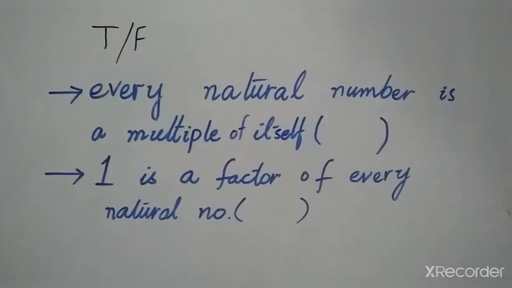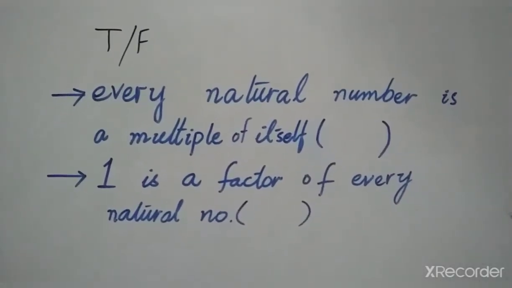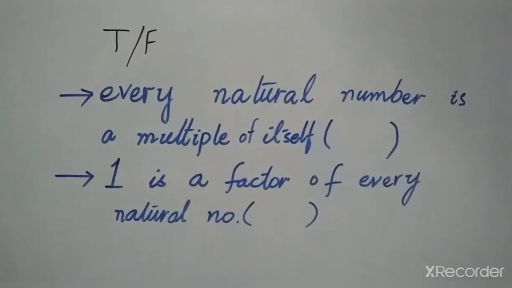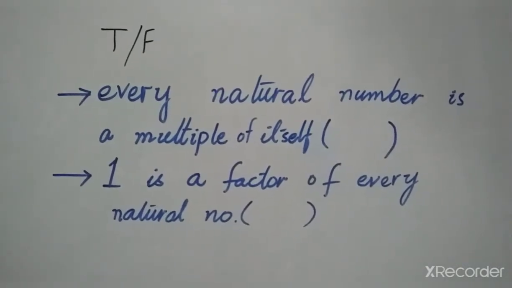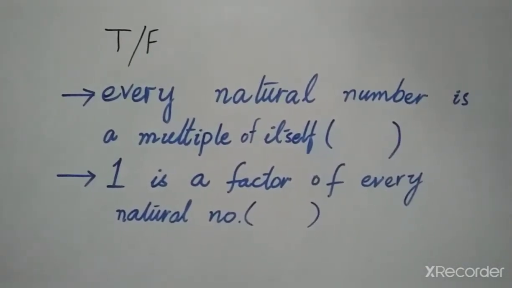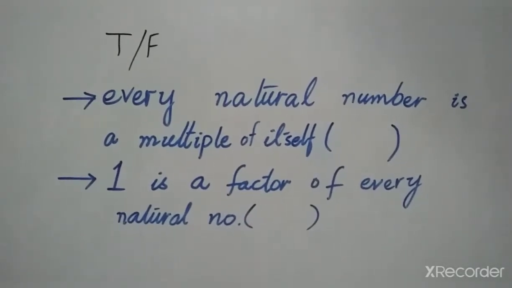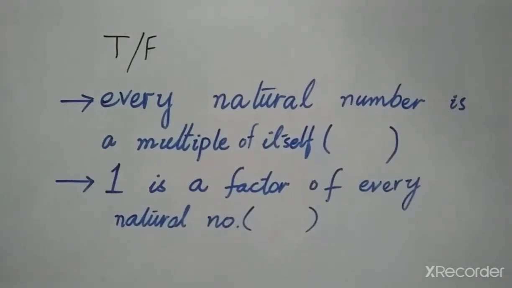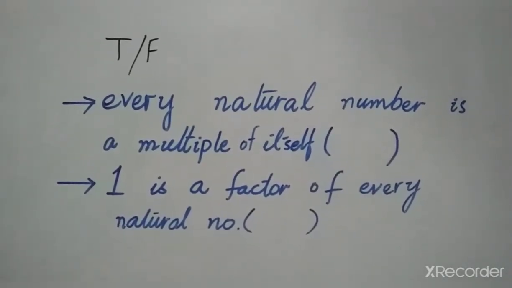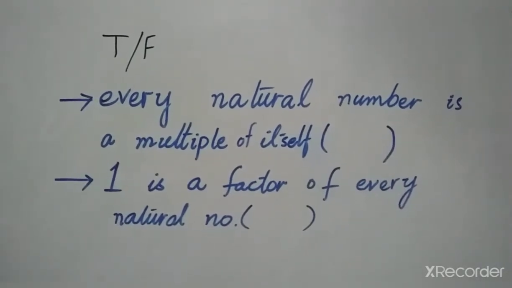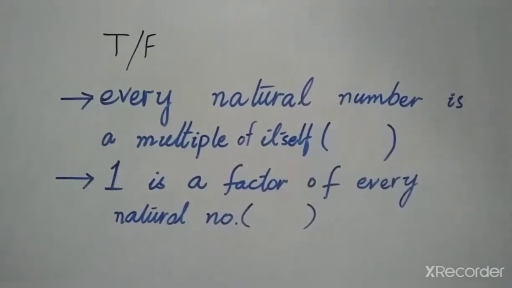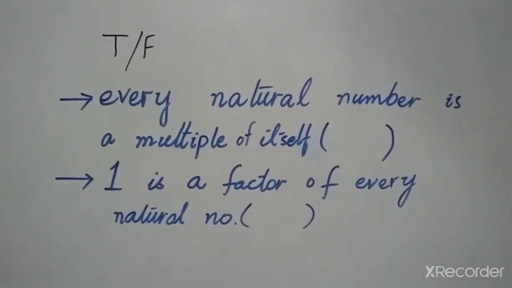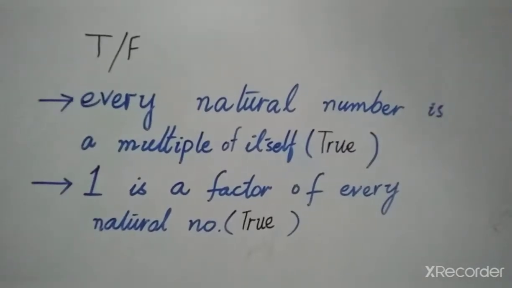Now students, after knowing what are factors, multiples and what are natural and whole numbers, you are now eligible to give the answers of these statements. First is, every natural number is a multiple of itself. Yes, let's solve this. Yes, it's true because every natural number multiplies itself first. Second is, 1 is a factor of every natural number. Yes, for every natural number, 1 is a factor of itself. See, both the statements are true.